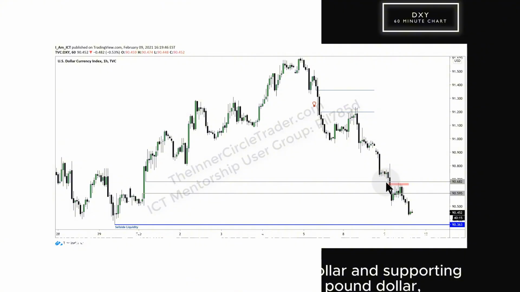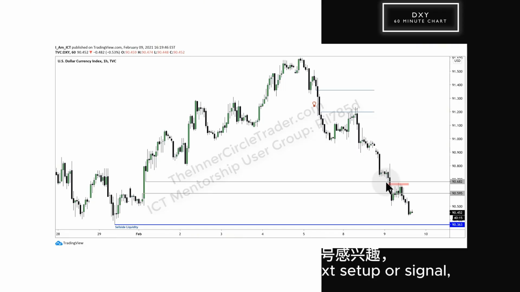If you can't find setups in the euro dollar and supporting it with the dollar index and the pound dollar, you're not interested in learning how to trade. You're interested in hunting the next setup or signal. And that is not what you should be doing. Not what you should be doing, period. I lost fortunes doing that. Most of you don't have a lot of money in your live accounts anyway. And if you lose it, it doesn't feel good, but it's easy for you to put that couple $100 back in there. I didn't do that.